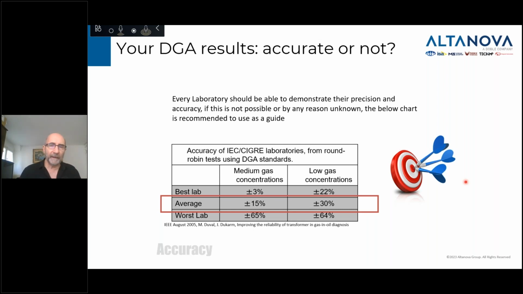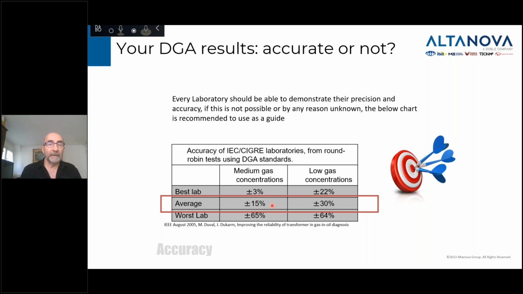And then they compared the result they got from the lab versus the sample that was sent. And what you see here is the results. So the best lab for the medium gas concentration was measuring it plus minus 3%. It was incredibly good. And for the low gas concentration it was plus minus 22%. That could be expected, considering when you get to 10 ppm, a very small error, just missing 1 ppm, is an impact of 10%. The average lab in general for the medium gas concentration was plus minus 15%.